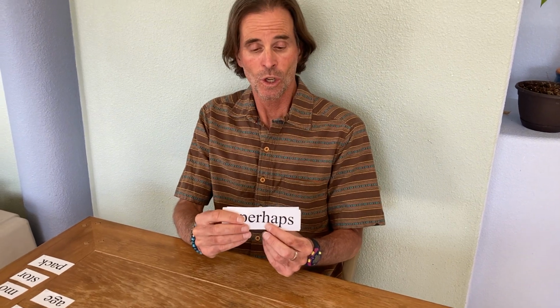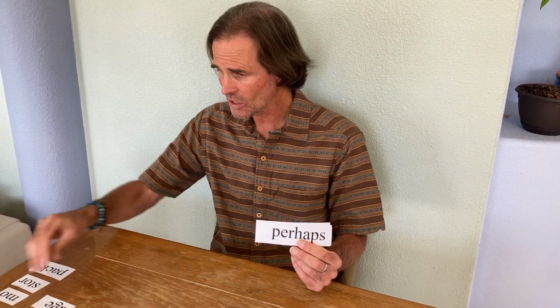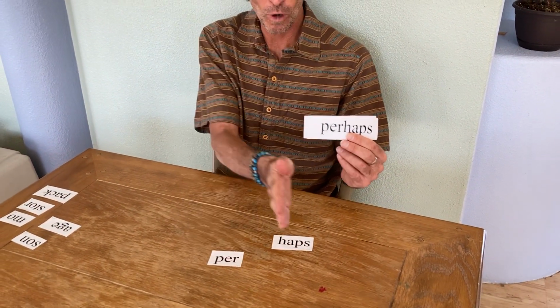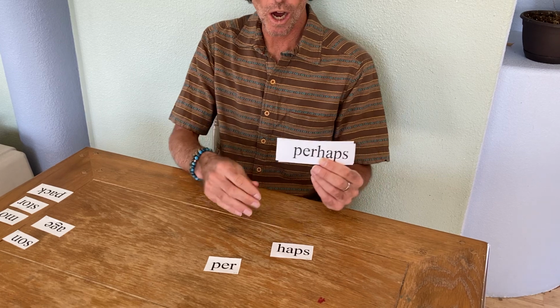We go back and say, okay, how about the syllable haps? Who can tell me what letters make the syllable haps? And somebody's going to say H-A-P-S. I say great. Here it is right here. And now these are going to form a second syllable column.